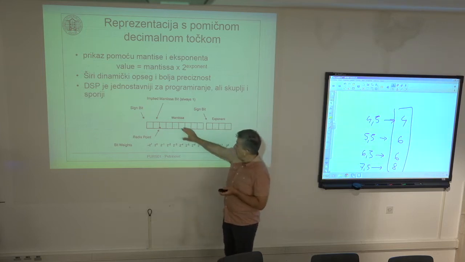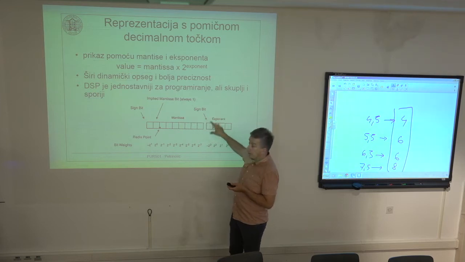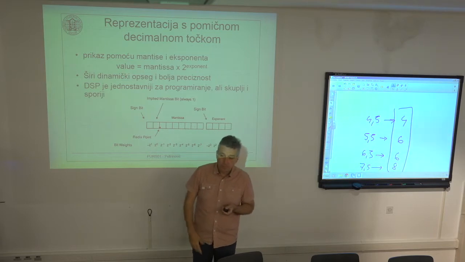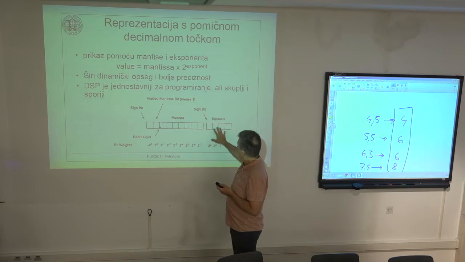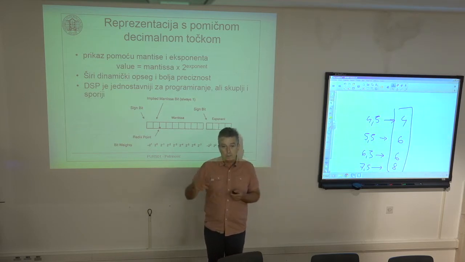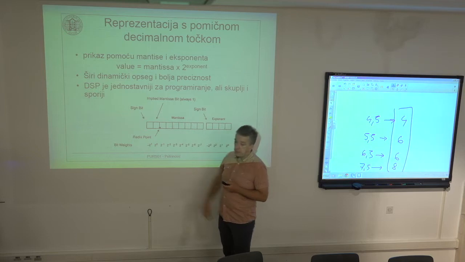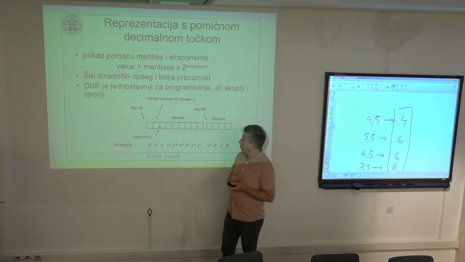And this mantissa is multiplied by the exponent, 2 to the power of exponent. So in this 4-bit example on the slide, these 4 bits encode the exponent of this 2 to the power of exponent. And this is multiplied by the mantissa, and I get the floating point value.